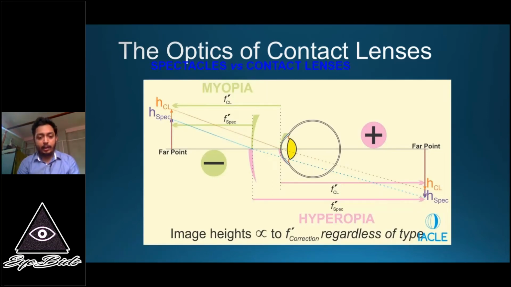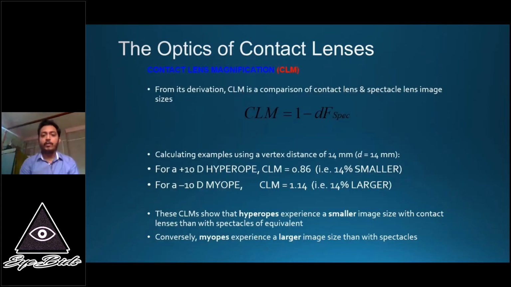So the image height is directly proportional to the power of the correction. But know this: if you go for a plus lens, meaning the convex lens, we get a little bit of magnification, and if you go for a minus lens, we get a little bit of minification. Fine. So after the derivation, what do we get for the contact lens magnification? It is 1 minus d FSP.